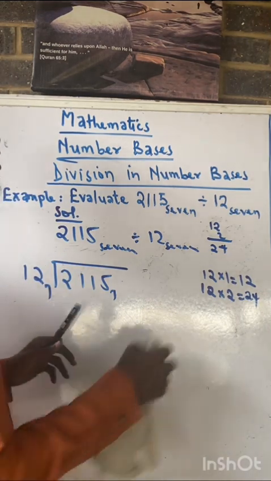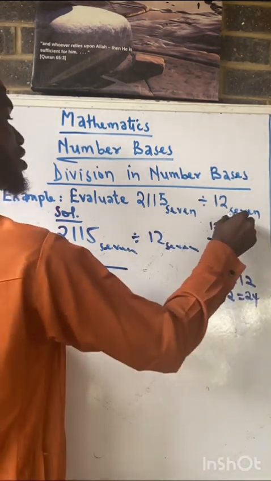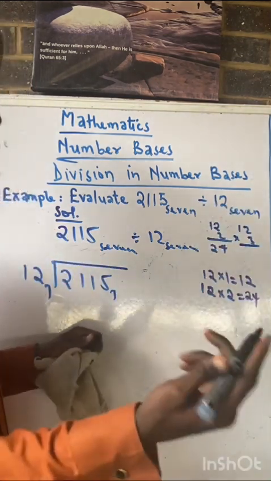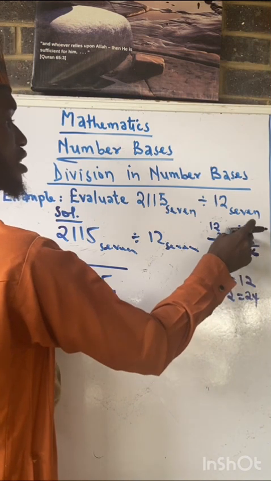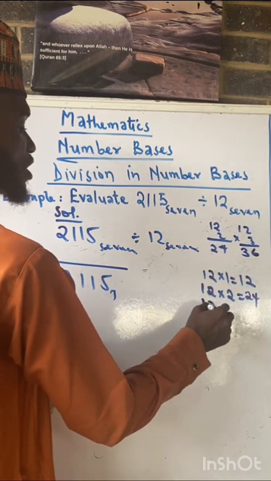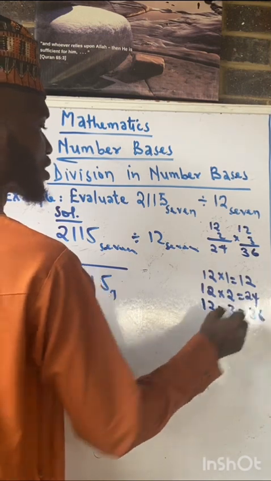Let's try 12 times 3 in base 7. 3 times 2 is 6. It's still not up to the base. 3 times 1 is 3. So it's still not up to the base. We are writing it. That's 12 times 3 equals 36.